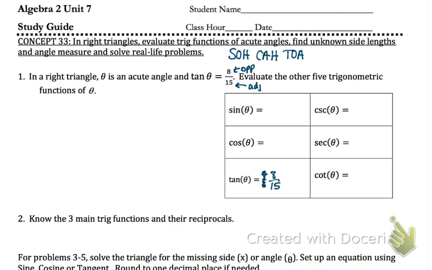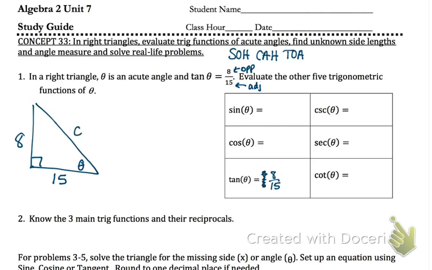So I'm just going to draw a right triangle over here. I could put theta in either of my 2 acute angles. I'm going to put it down there. And I'm going to label my opposite side as 8 and my adjacent side as 15. So now what I have to do is find my hypotenuse.